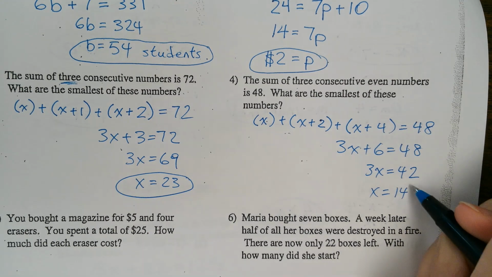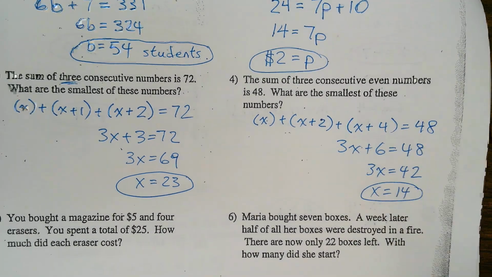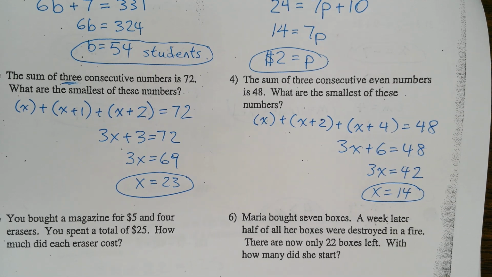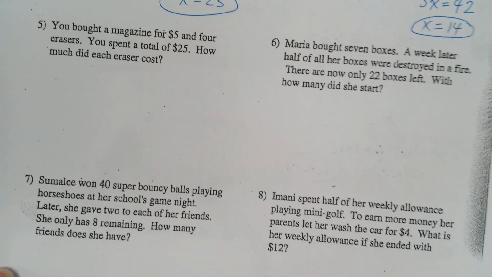What is the smallest of these numbers? 14. So what are my three consecutive numbers? 14, 16, 18.